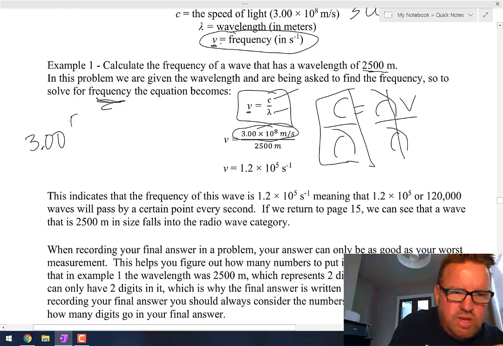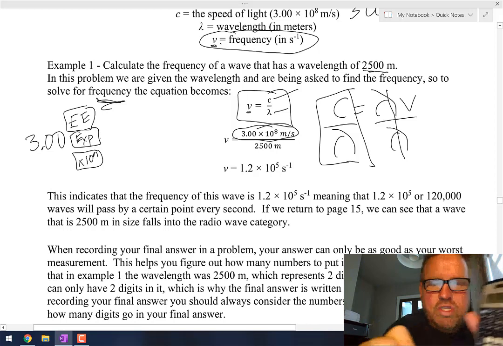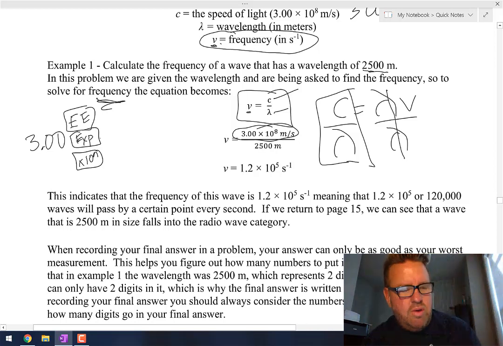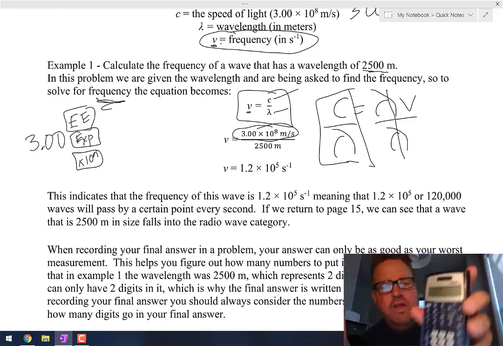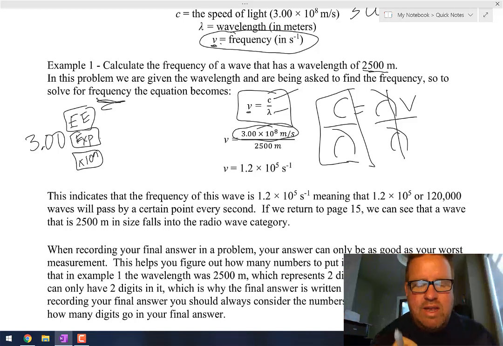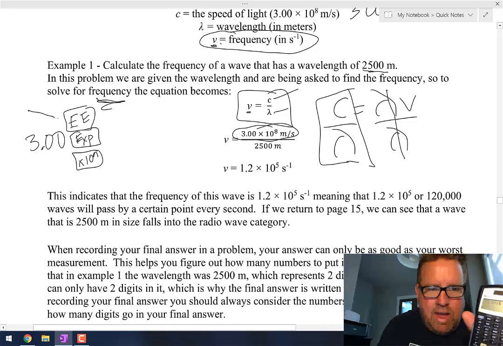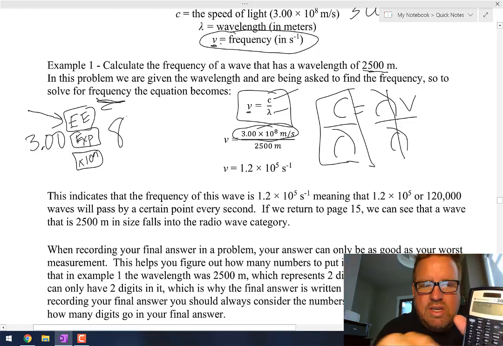Yours will either have a button that looks like this, or it might have a button that says EXP, or it might even have one that says times 10 to the Y or times 10 to the N. It's one of those 3 buttons. So on my calculator, I'm going to type in 3.00, and then I'm going to hit that double E. On my calculator, it's that one. And then I'm just going to type in the number 8.